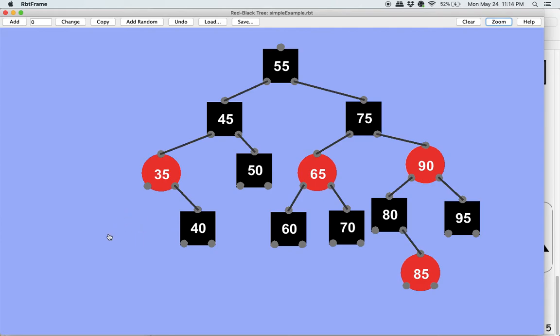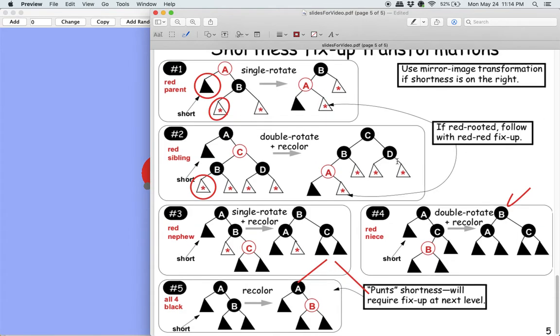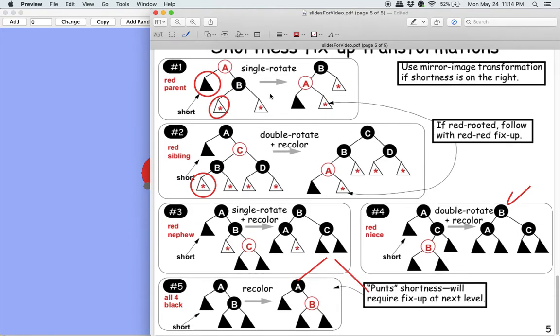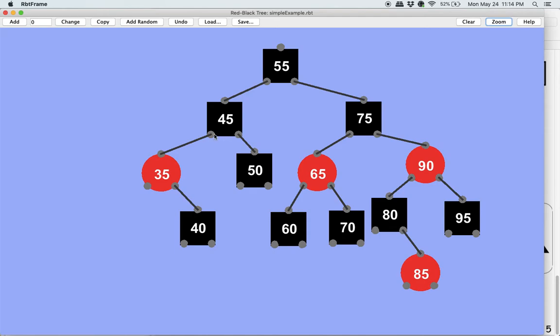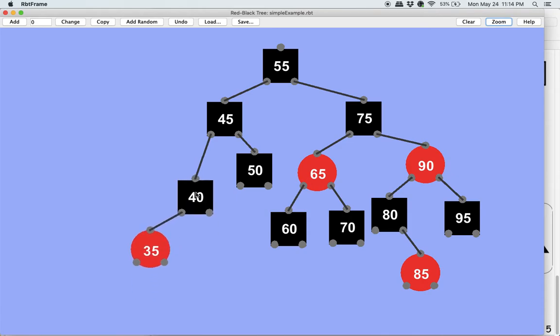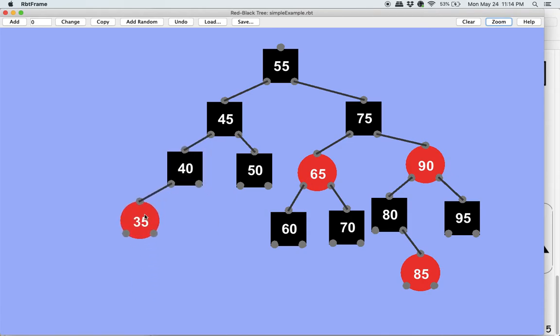We want to delete the 30. Delete the 30, well, that was black, so that causes a shortness to come up on this side. The parent is red. Parent is red, that is transformation number 1. We simply rotate the sibling over the parent. So that basically means we rotate sibling 40 over the parent, which is 35. And that gives us, again, a valid red-black tree.